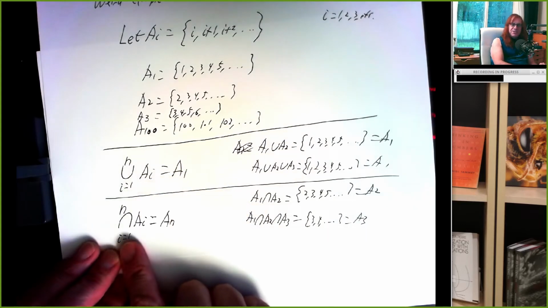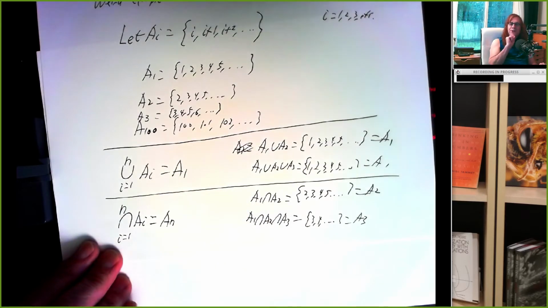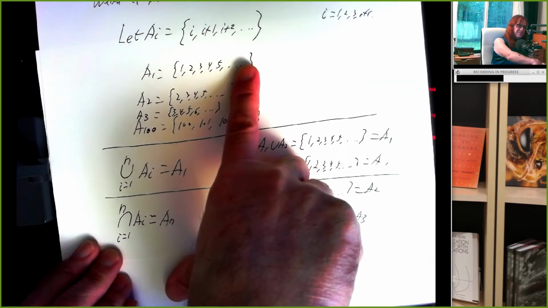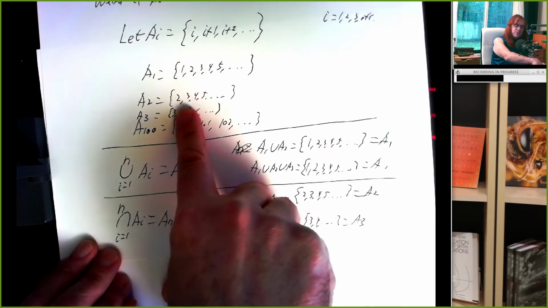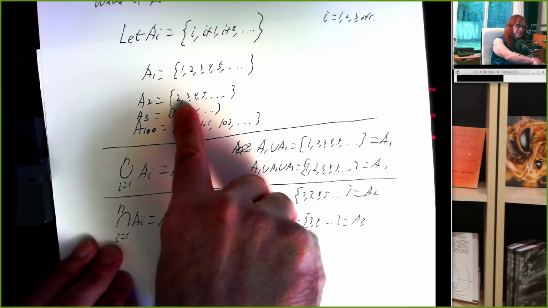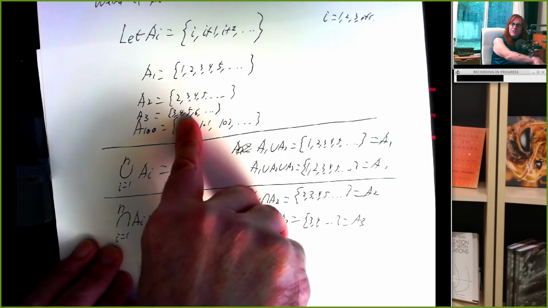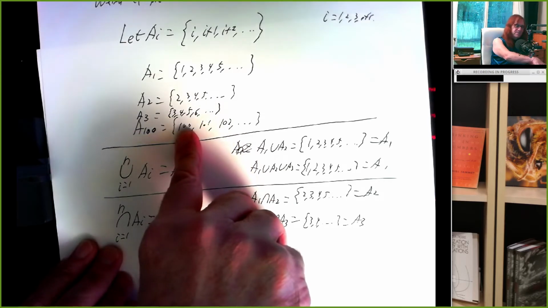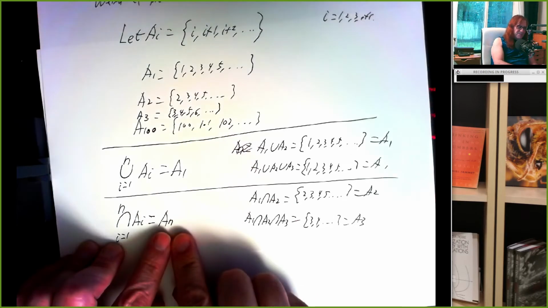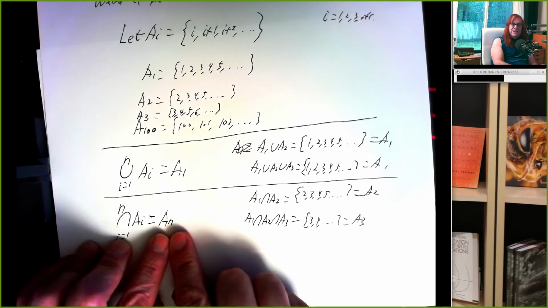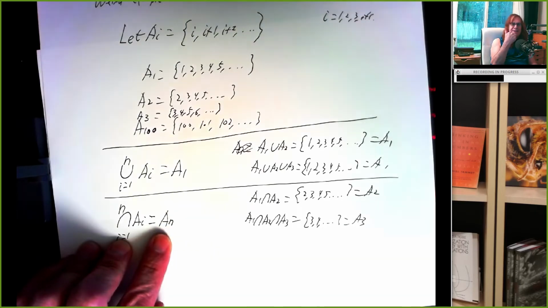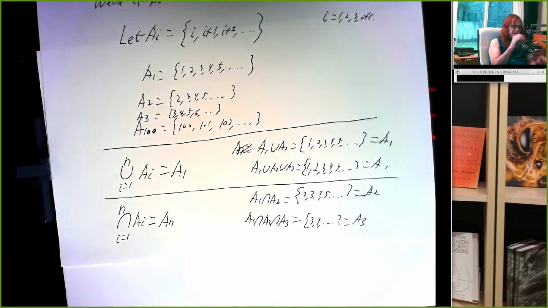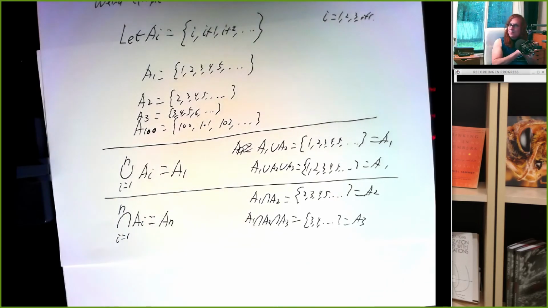But with intersections, I'm looking for the things that are in all of these sets. Well, A1 has all my numbers starting from 1. A2 has all my numbers, but only starting from 2. It's missing 1. And A3 is missing 1 and 2. And A5 is missing 1, 2, 3, and 4. So if I intersect up to AN, I know that my last set is going to be missing 1, 2, 3, 4, 5, all the way up to n minus 1. But it's going to have everything from n on out, so I'm going to get AN.